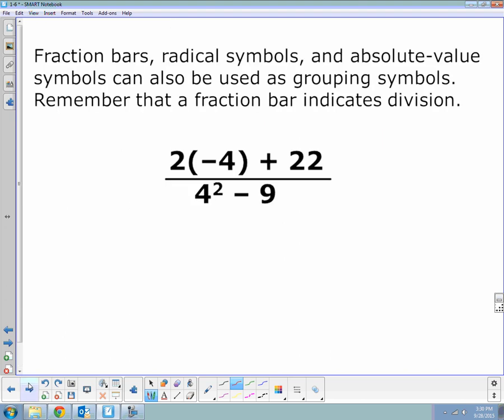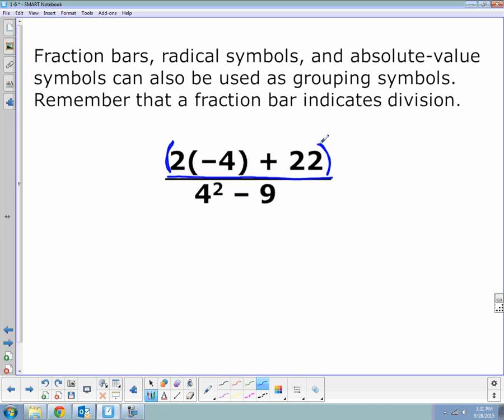Moving on. Sometimes you'll see these giant fraction bars. Fraction bars, radical symbols, absolute value symbols, they're all ways of grouping things. So even though they're not written in, if you have a big old fraction bar, everything on the top is in parentheses. They're not written there, but you can imagine that they're there. You can write them in even if you want.